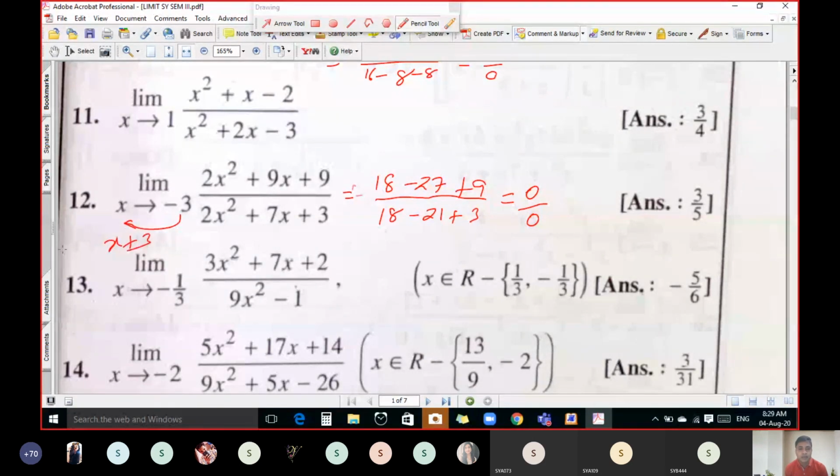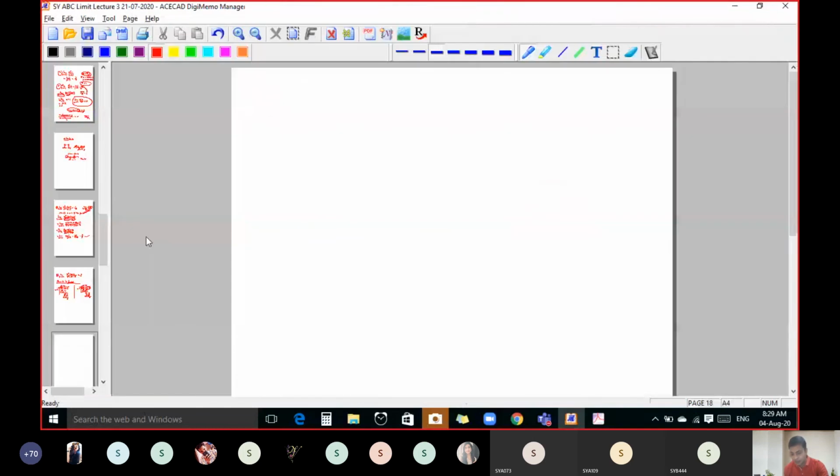That is one factor. And now see, you can find the factor of this. X plus 3, that is a factor. So how to find the factor? What do we have to do? Here you have to write like this for the numerator.